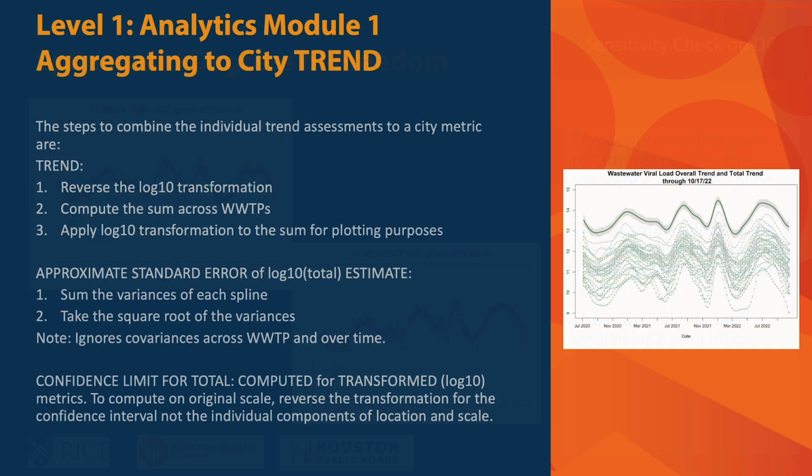Next topic is aggregating to a city trend. Starting with the plot on the right, we have date on the x-axis and log 10 copies per day on the y-axis. The faint gray lines are splines for each of our 39 wastewater treatment plants. The green line at the top is the result of our citywide aggregated total, and the gray shaded region around it is the 95% confidence interval. The steps on arriving at this city trend are described below.